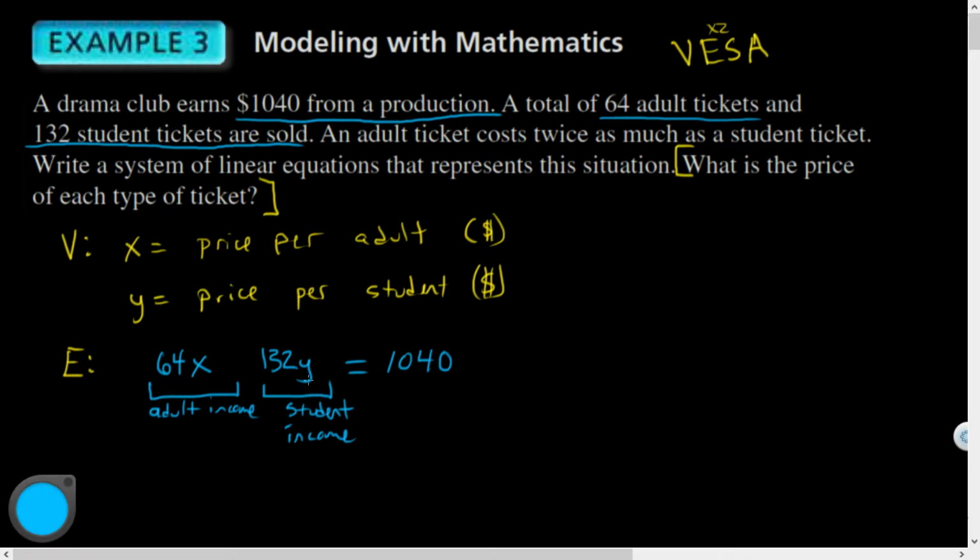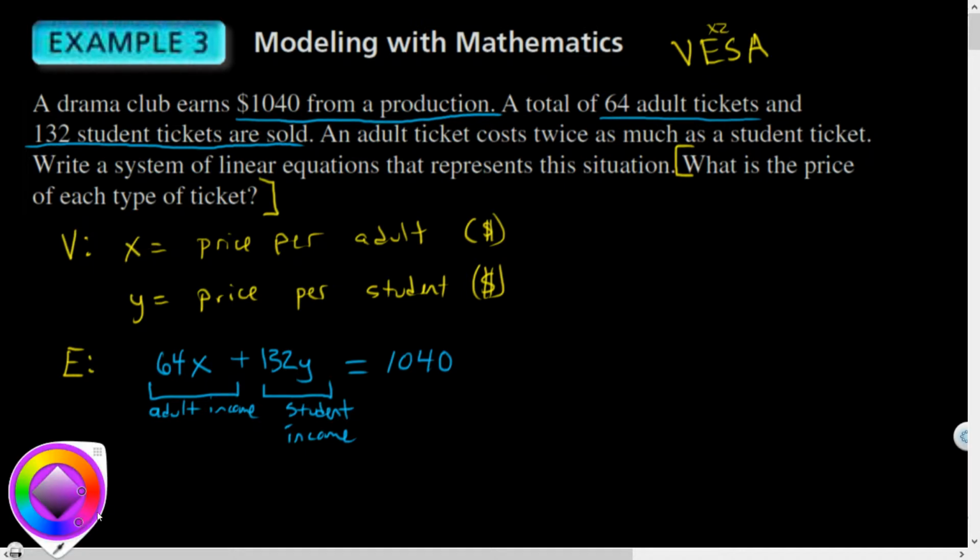So if student tickets are $1, how much money did they make from students? 132, right? If student tickets are $2, I would multiply 132 times 2, and that's $264. Now, if these are the amounts of income from each, and this is the total, what could I do with these numbers to get the total? Add them. That's right. Add them up. All right. That is one equation or one fact, but two unknowns need two facts for me to solve.